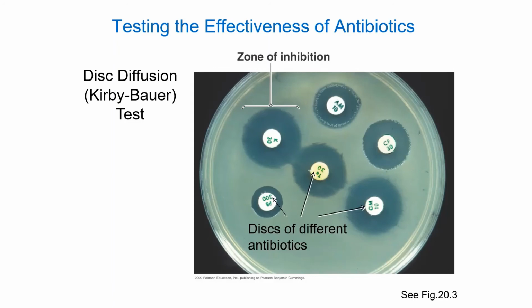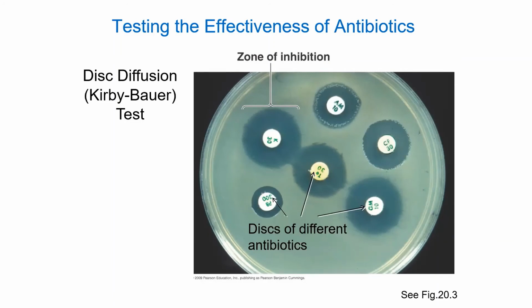What you get is a little filter disc. The antibiotic is in the disc. It gets put onto a lawn of bacteria, and you can look at the zone of inhibition. So if you take a look at this, you can actually buy these things. We've got AM is ampicillin, K is kanamycin, TE is tetracycline.